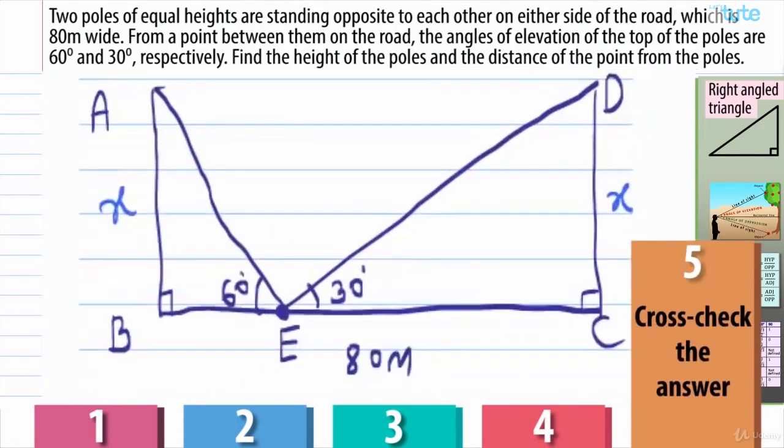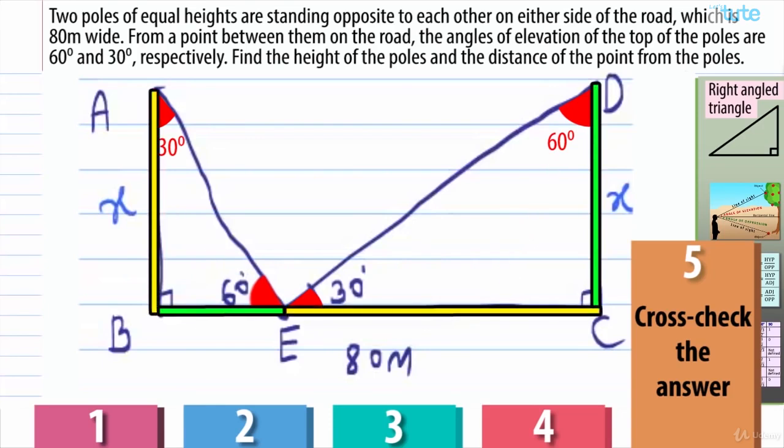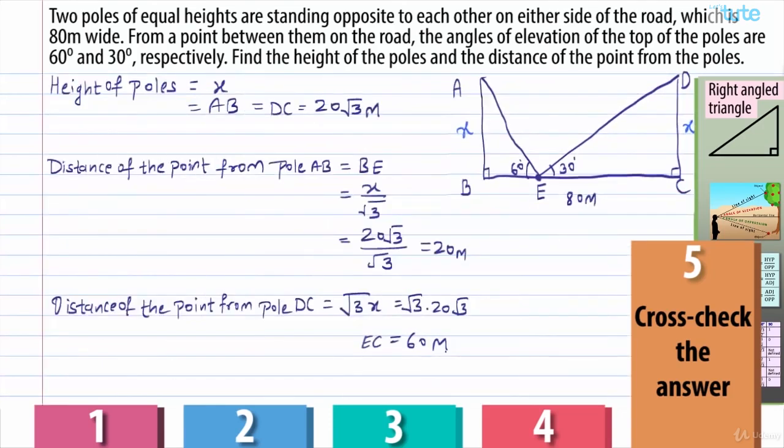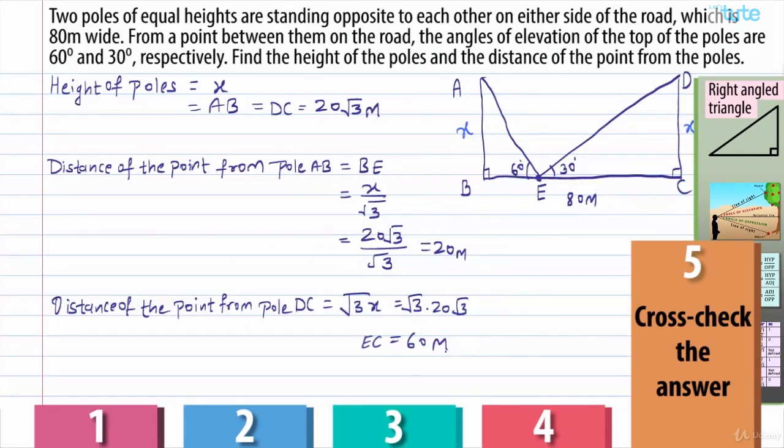For example, in the diagram, this angle is 60 degrees, so this is 30. Same way, this is 30, so this would be 60 degrees. Now it's true that the side opposite to 30 degrees will be shorter in length than the side opposite to 60 degrees. And hence, one can guess that the value of side BE has to be lesser than the side EC, which is true, and also their sum is 80. So this shows that our answer is correct.